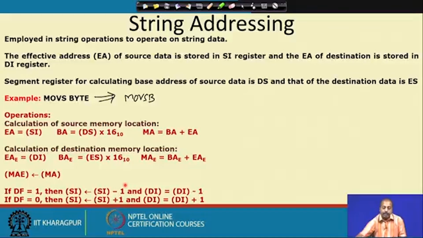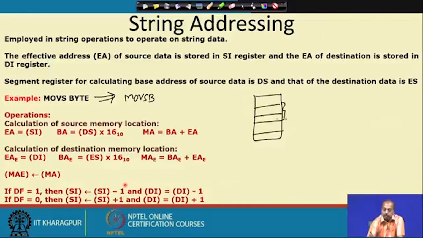As I was telling, if you are moving from a source block to a destination block, and there is overlapping, so this is the source and this is the destination, then SI should point to the bottom of the source and DI should point to the bottom of the destination, and from there you should start copying. In this case I have to decrement the values of SI and DI after each byte transfer, so I have to set the DF value equal to 1.